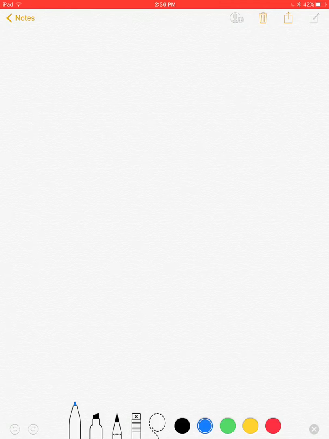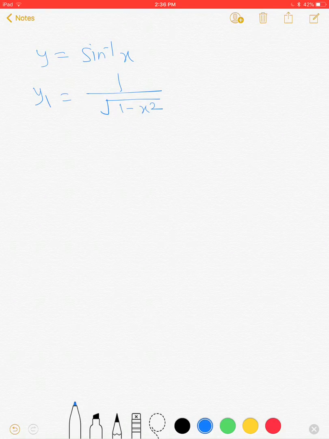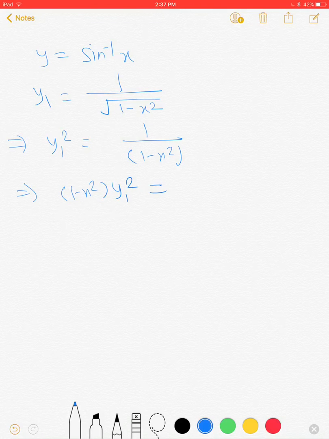So here it is given that y is equal to sine inverse of x. So we first find its derivative, that is y1. The derivative of sine inverse x is 1 upon square root of 1 minus x square. So if we square both sides, we get y1 square is equal to 1 upon 1 minus x square. So just rearranging the terms, we get (1 minus x square) into y1 square is equal to 1. So this is our first derivative relation.